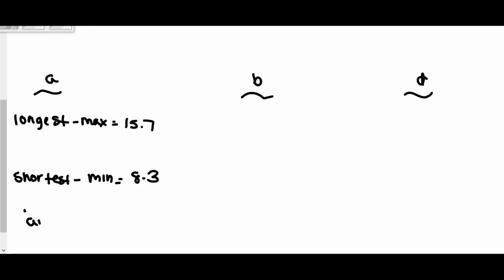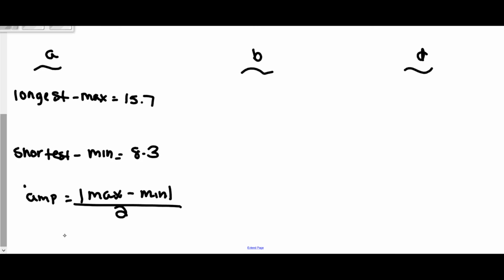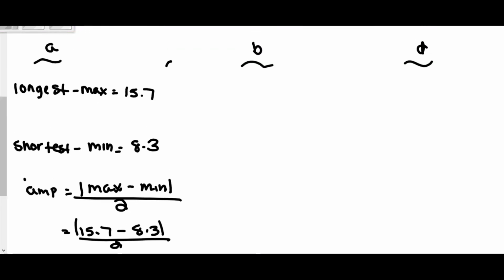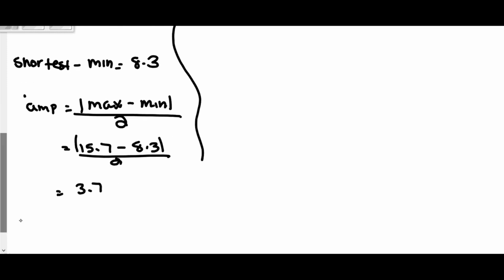And we have enough information to find the amplitude. We have a formula. Amplitude is max minus min over 2. So it's 15.7 minus 8.3 over 2. Got to put the absolute value sign over it because amplitude can't be negative. And we get our amplitude is 3.7. So we have our A value. Cool, we can move on.